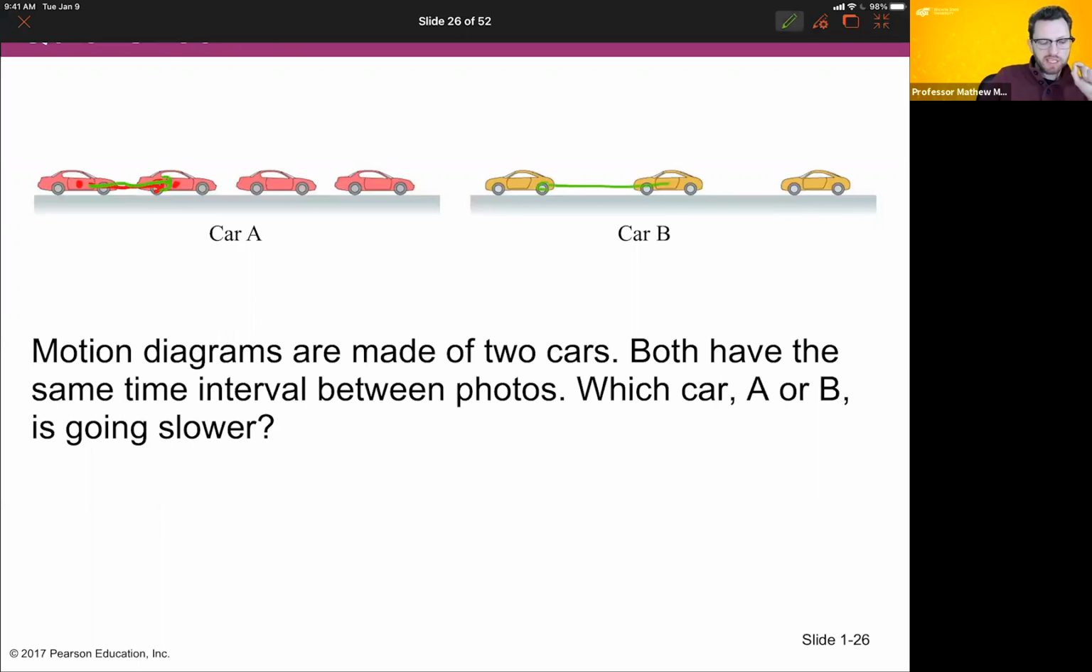Now this question asked about the speed. Which car is going slower? Speed is just talking about the size of that velocity vector, not necessarily the direction. The direction is a separate bit of information that's encoded in the velocity. Velocity has both of these things inside of it, direction and speed.